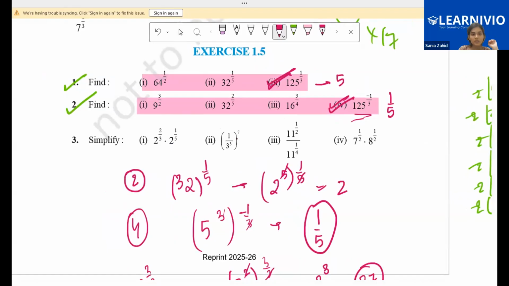Now the third question says simplify. So now again in simplification, you have to use the rules of exponents, use the laws of exponents and then solve. Solve it quickly.